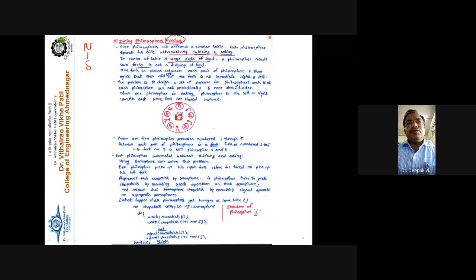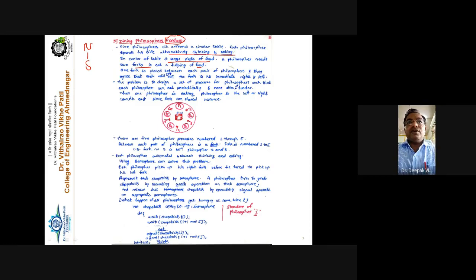Suppose P1 wants to eat the food, then it has to take fork number 2 and fork number 1. Without taking these two forks, or for simplicity we can say spoons, it cannot eat. So to eat, it has to take the 2 spoons situated at the left hand side and the right hand side of each philosopher. This is the scenario.